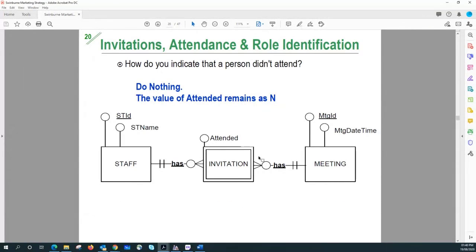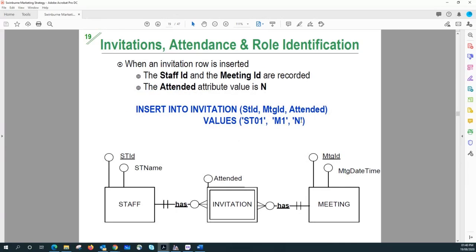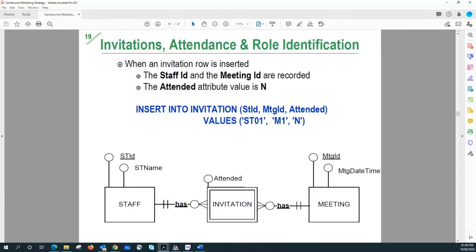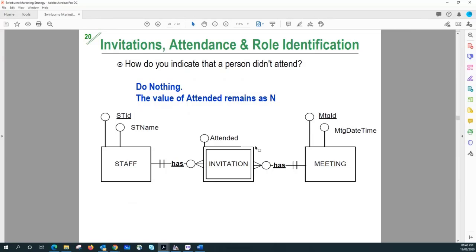If somebody did not attend a particular meeting, do I need to do anything? I don't need to do anything, right? Because by default I placed attended as N, that means I don't need to do anything for that particular person, that particular row.